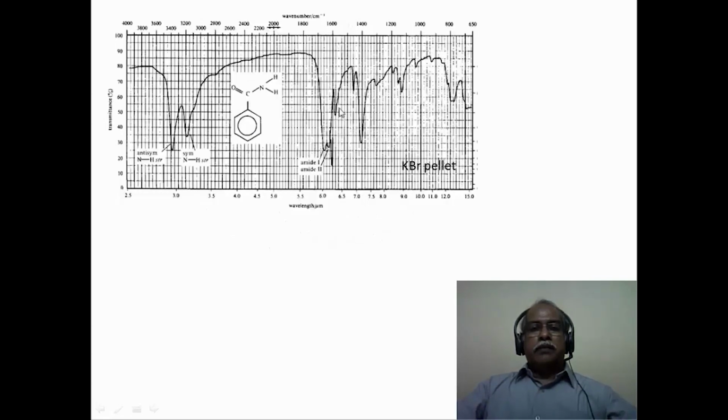This is benzamide. Benzamide again has two stretching frequencies. This is a primary amide, so NH asymmetric stretching and NH symmetric stretching is what is seen in this particular case. In addition to that, the carbonyl peaks are also seen in the case of benzamide as an additional peak. This is measured as a KBr pellet because benzamide is a solid. One can measure the KBr spectrum.